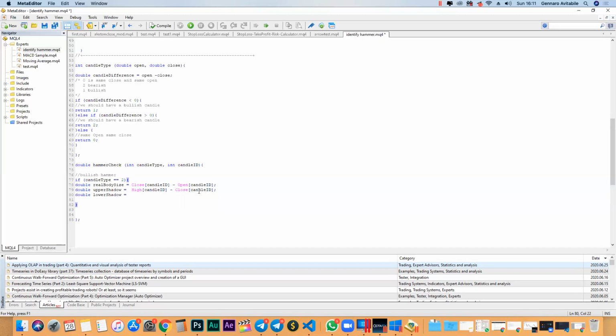And it's going to be the difference between the open, this time, open of the candle minus the low of the candle. Perfect. Now we should have all the data that is required for this. So let's try this out and let's just do the comparison.